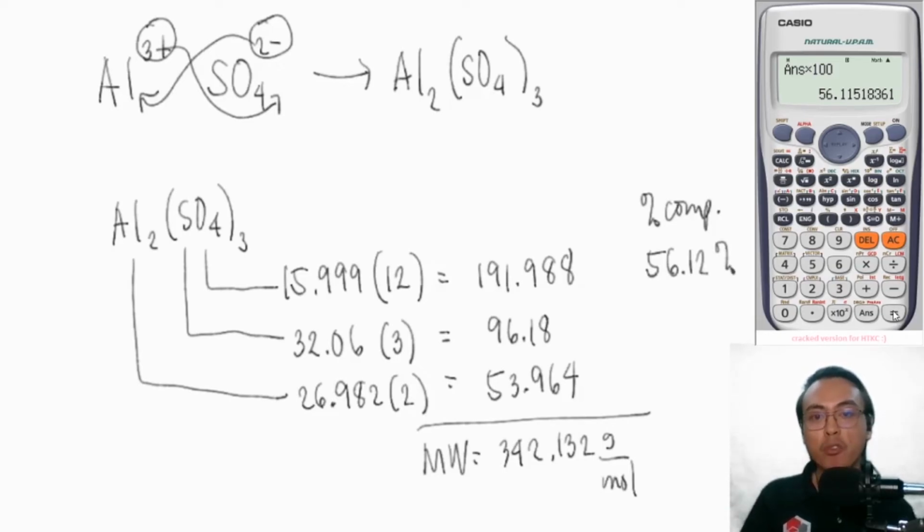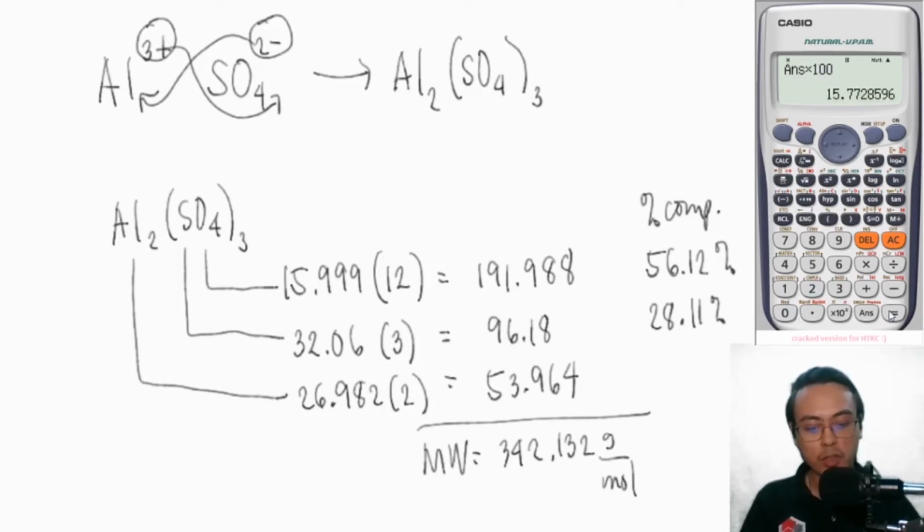Okay? We do the same for sulfur. So the total atomic mass of sulfur is 96.18. You divide that with the molecular weight 342.132 times 100 to make it percent. That's 28.11%. And then lastly, for aluminum, the total atomic mass is 53.964. Divide that with 342.132 times 100. We get 15.77%.